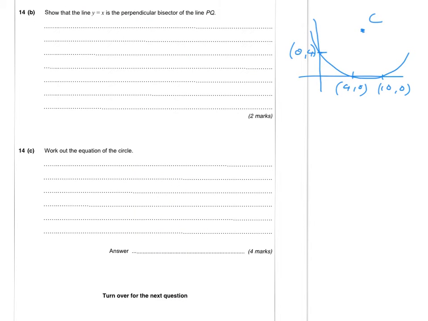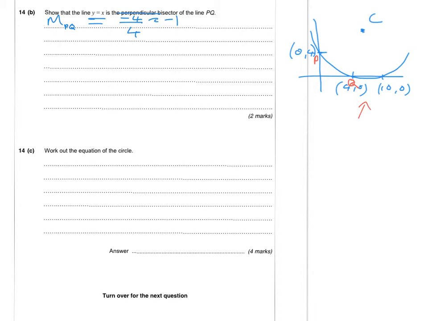Okay, I've transferred a quick drawing of the circle over here so that I can work out which is which. The labels were P and Q. Okay, so show that the line y equals x is the perpendicular bisector of the line PQ. So the gradient of PQ goes down 1 across 1. Negative 4 over 4 is equal to negative 1.